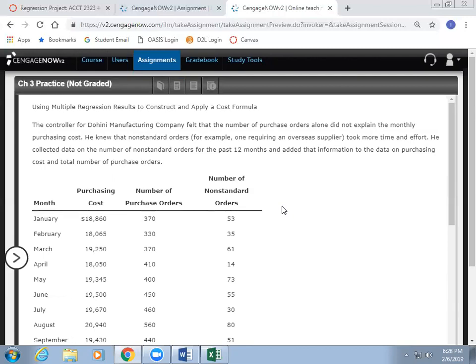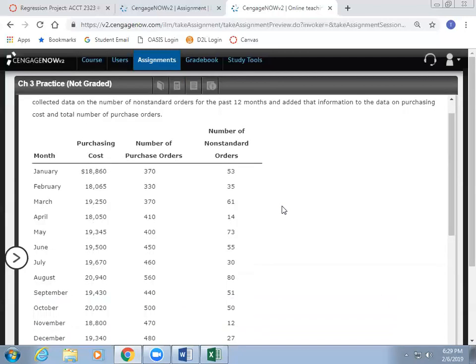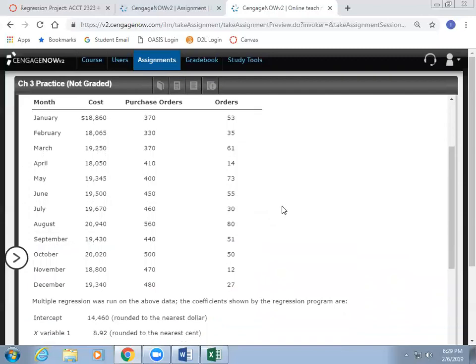So a lot of times that's common. We're looking at purchasing cost alone. Well, we have two types of purchases here. And like they were saying, this non-standard order takes more time and energy. So it's obviously driving that purchasing cost at a different level. So it's important to identify those and be able to break it down separately. In fact, what if we just have one person in charge of non-standard orders? It's important to know the costs associated with this. So again, they just added to their regression.